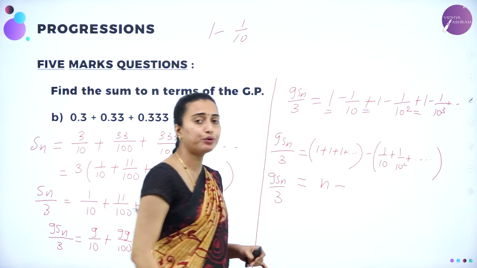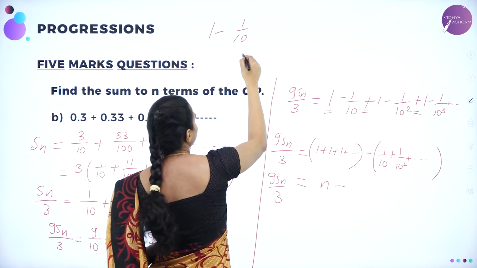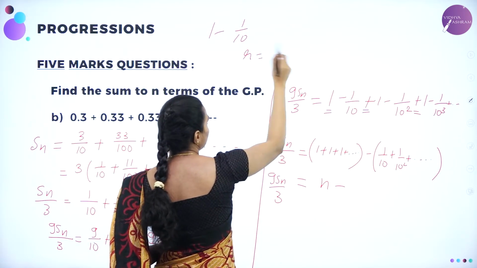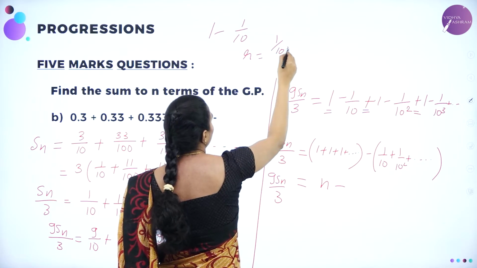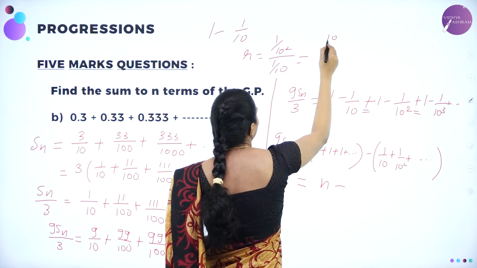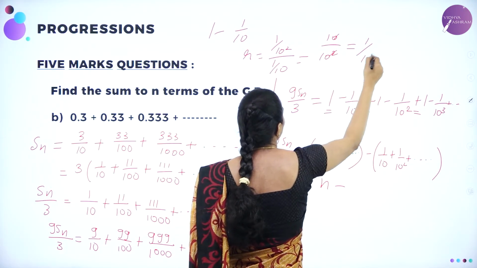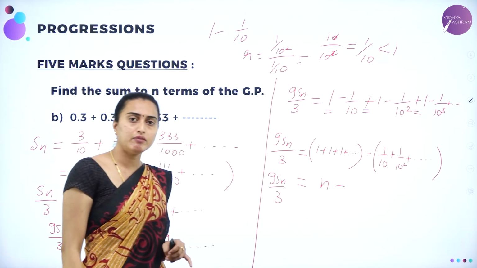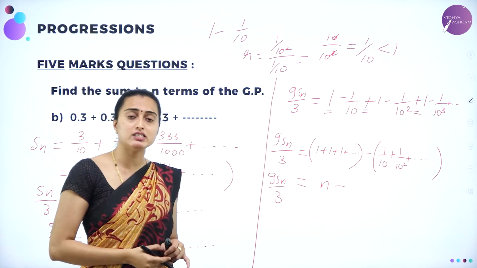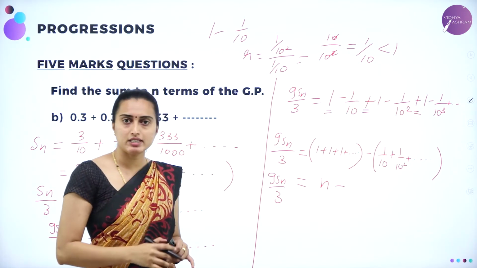If you take the series here, A is 1 by 10, and what is R? You have the ratio, that is 1 by 10 squared divided by 1 by 10. Now 10 will go to the numerator, 10 squared will be in the denominator, one term will get cancelled, so R is 1 by 10, which is lesser than 1. Lesser than 1 means you know the formula of Sn is given by A into 1 minus R to the power of n divided by 1 minus R.